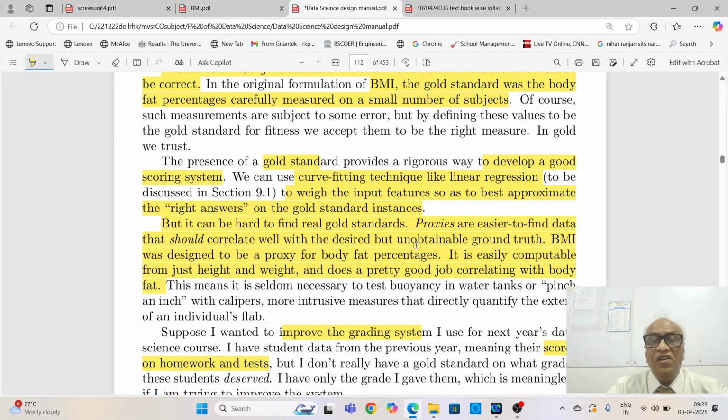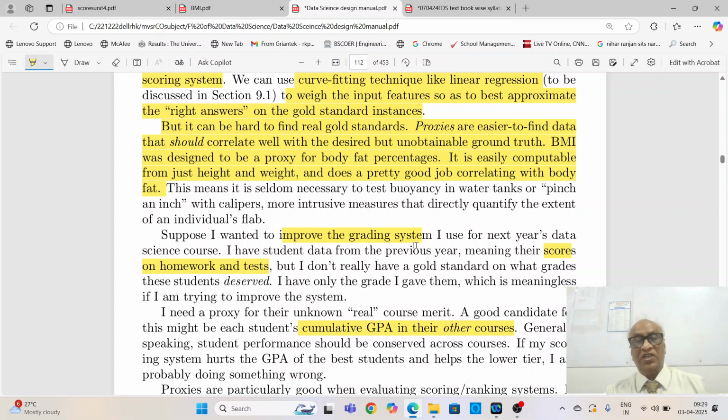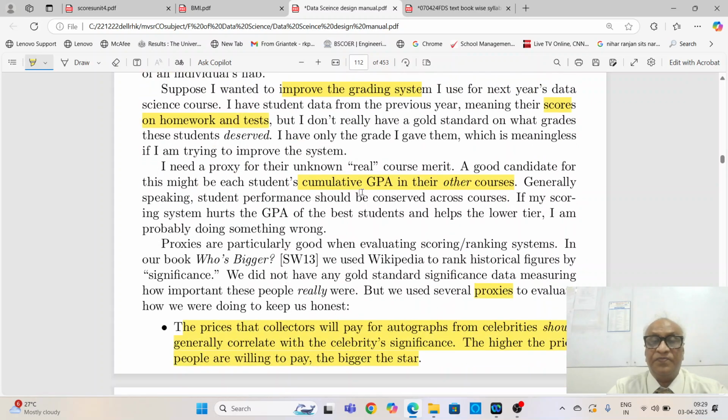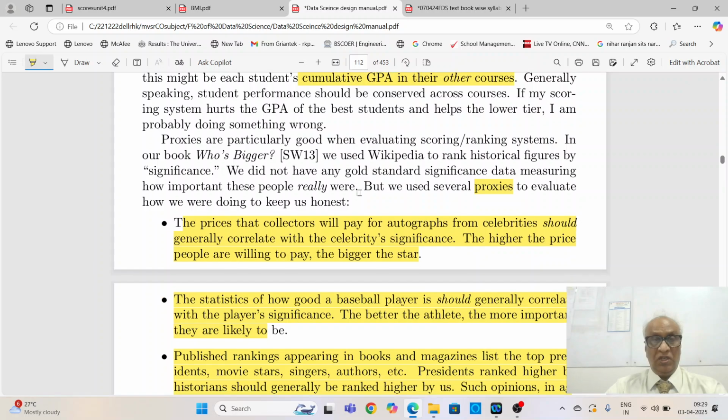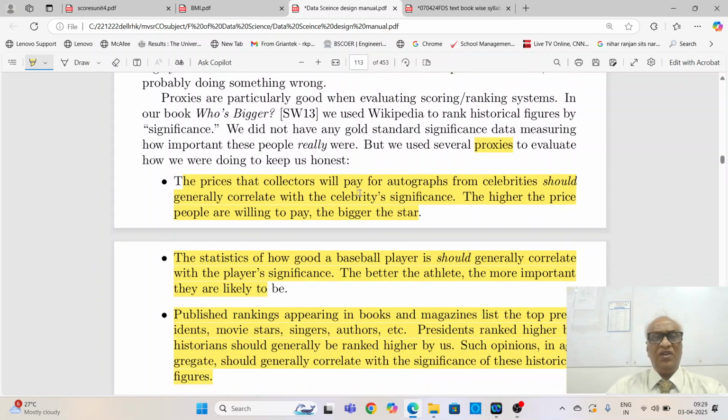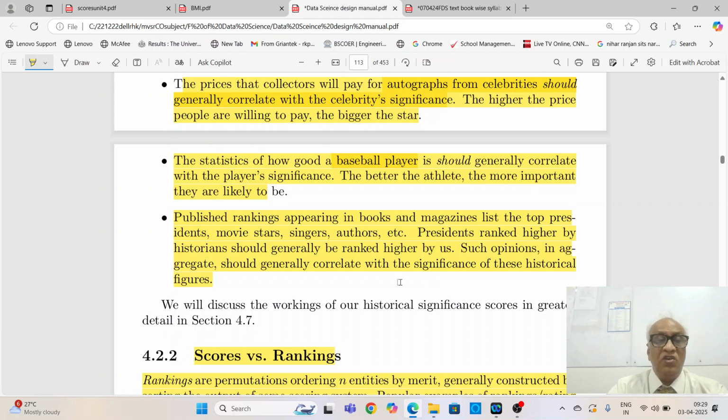But what we can do is improve a grading system or scoring system with the help of proxies, which will give results as good as a gold standard. There are different examples. Say, if I decide that a particular celebrity is very famous, how do I determine that? That can be the count of the autographs. Suppose I say a player is a good player among top players. How do I decide that? Maybe for that there may be different inputs through numbers, is it not?